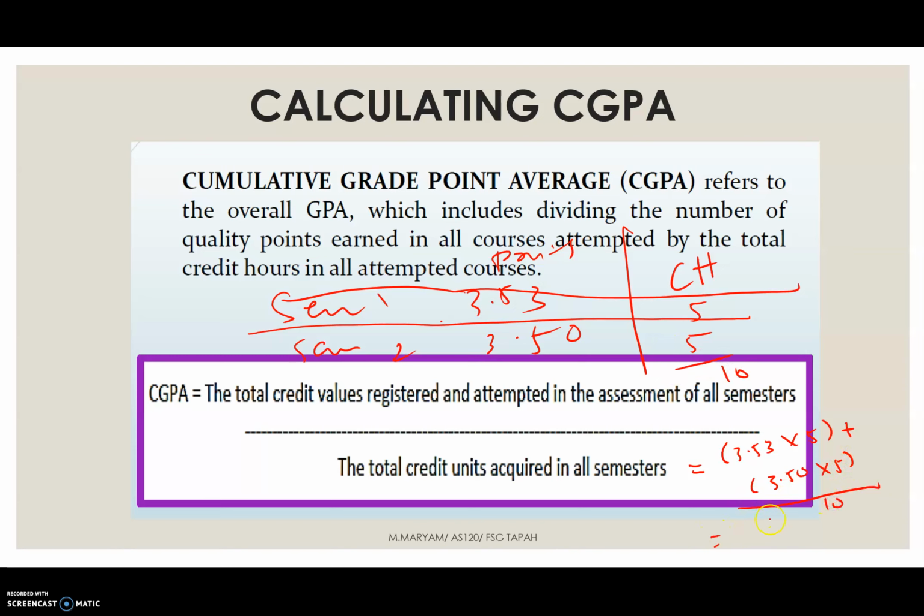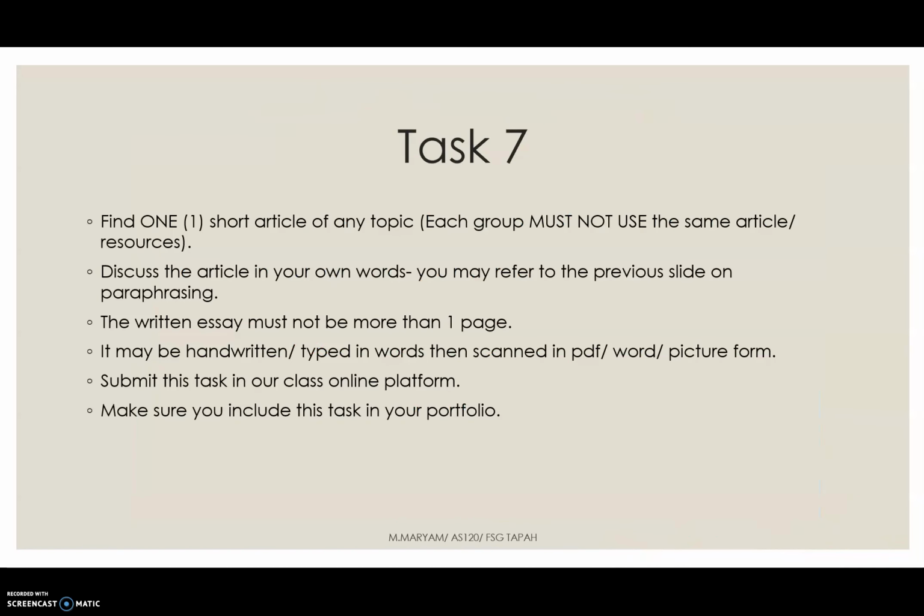This will give you 35.15 divided by 10. So your total CGPA will be 3.52. Right, so this is your CGPA for the first and second semester, throughout the period of study. Right? Okay, now let's go to your task for this semester, for this topic.